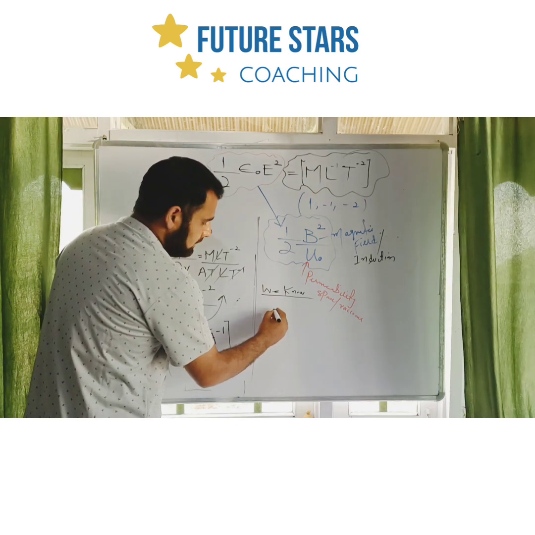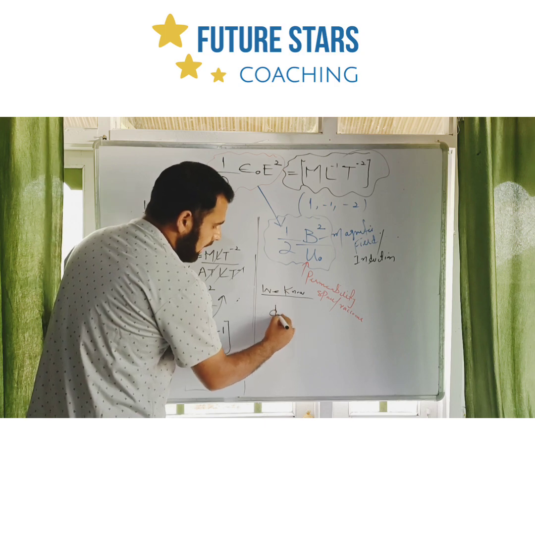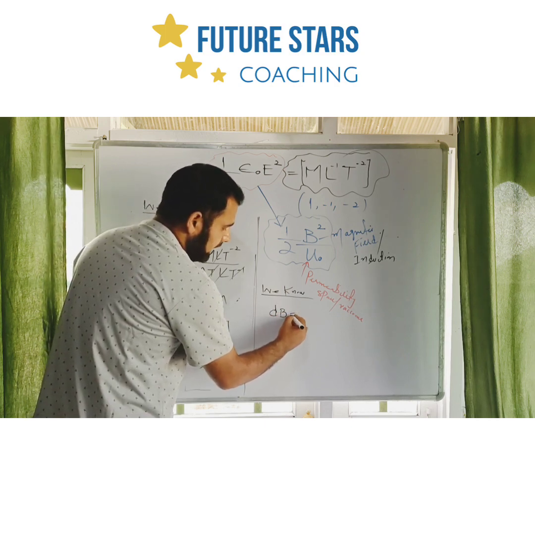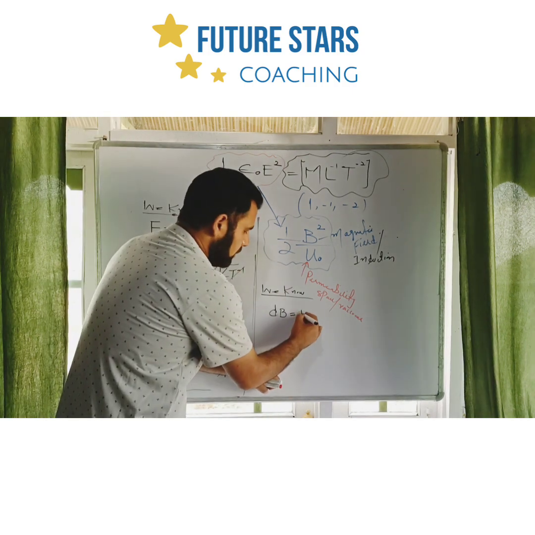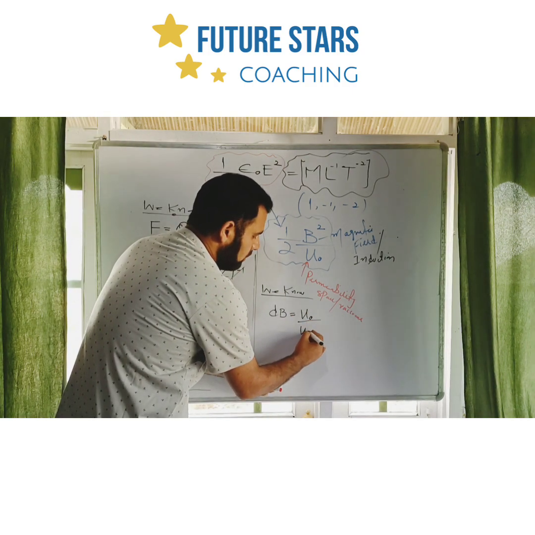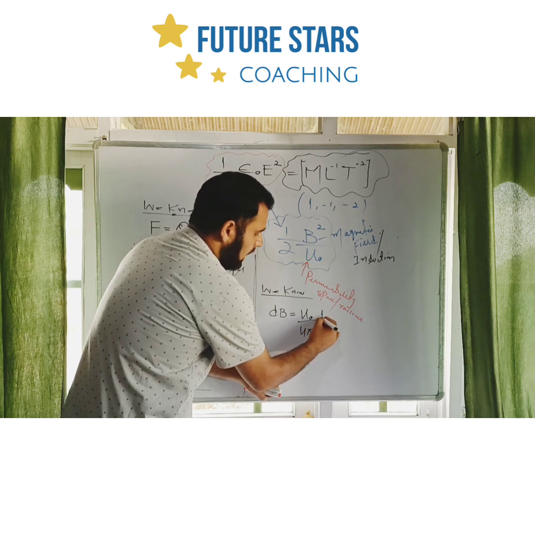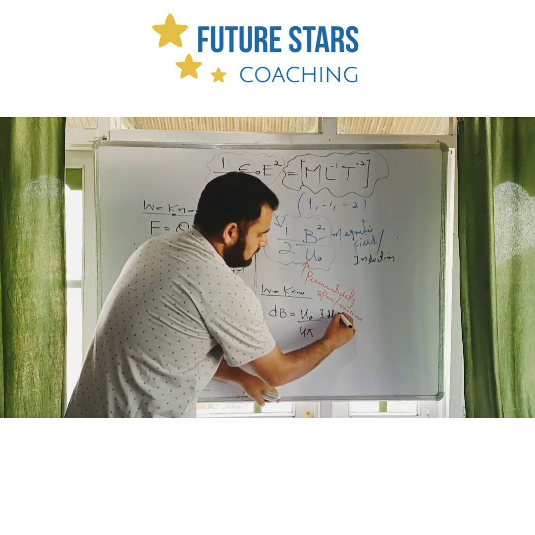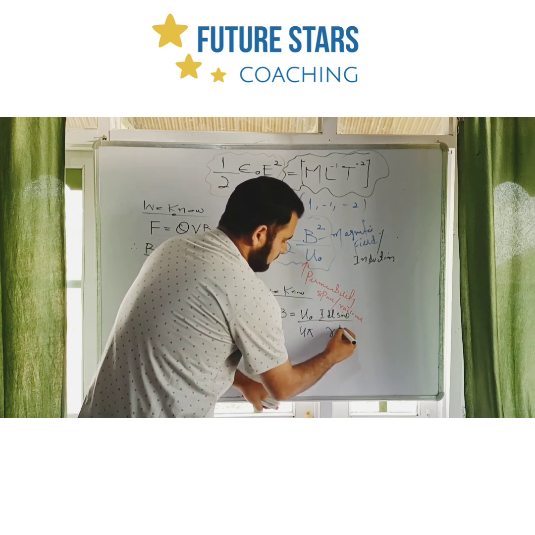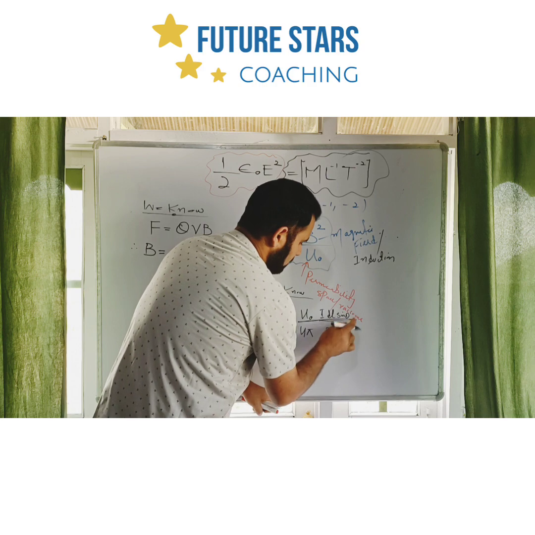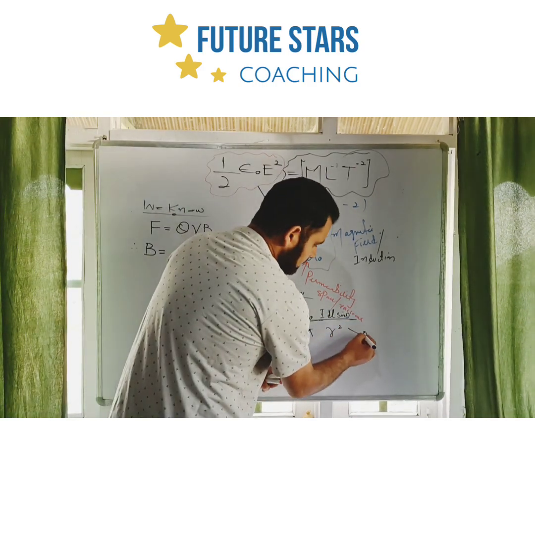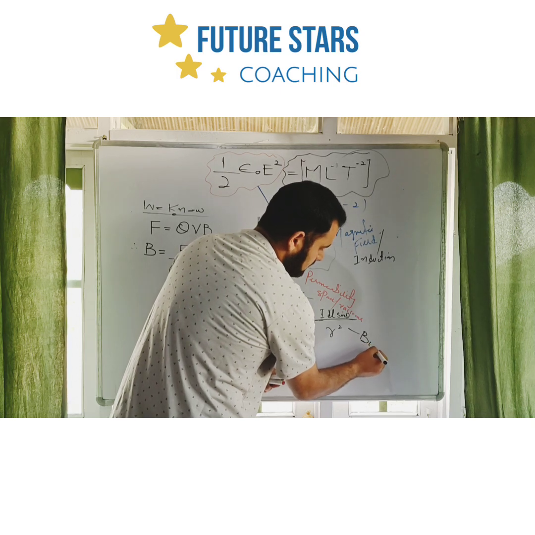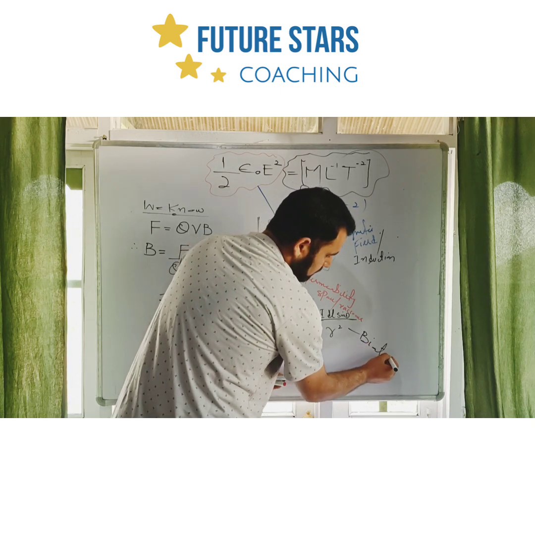From Biot-Savart's law, the small magnetic field due to a current carrying conductor at a certain distance r is equal to mu naught divided by 4 pi, I dl sin theta, whole divided by r square. So this law we call Biot-Savart's law. Again, this is in the 12th class syllabus.